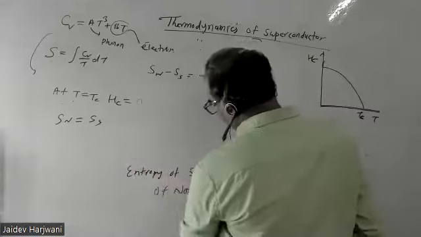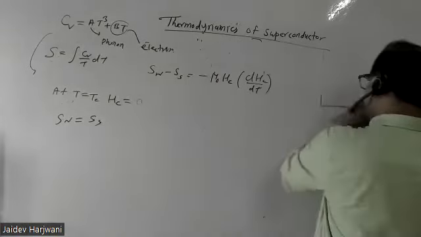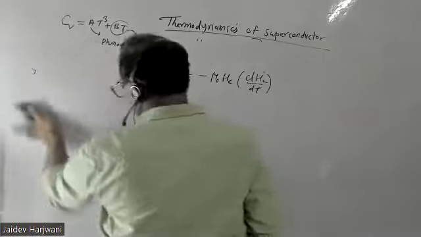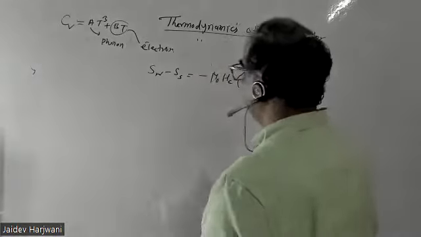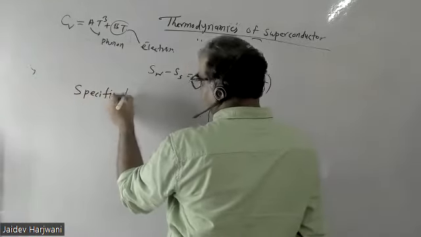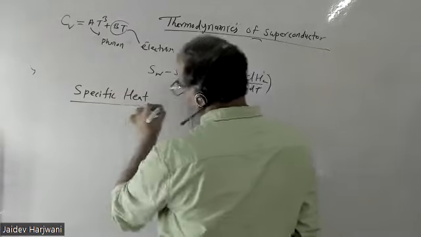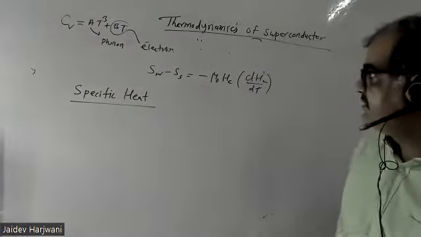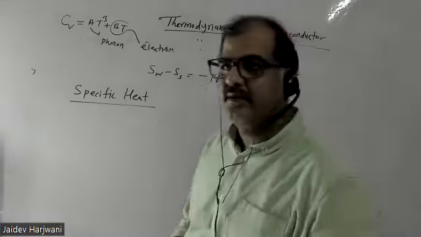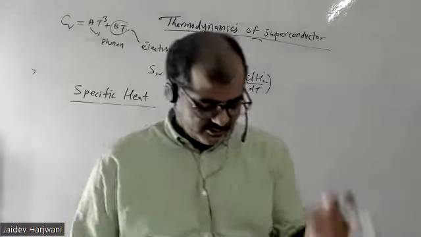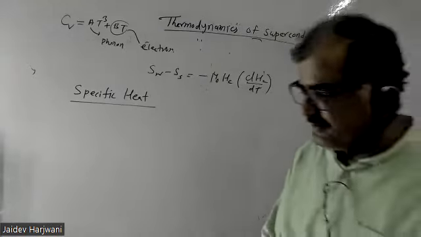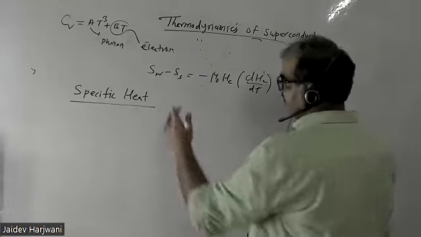Now put the heading specific heat. We'll come to these points again, and we'll discuss BCS theory and all those things. Right now I am only telling you how they vary. We'll go into more detail about these things. So specific heat. Now how do we define specific heat? Anyone? How to calculate specific heat? Sir, it can be calculated from entropy.